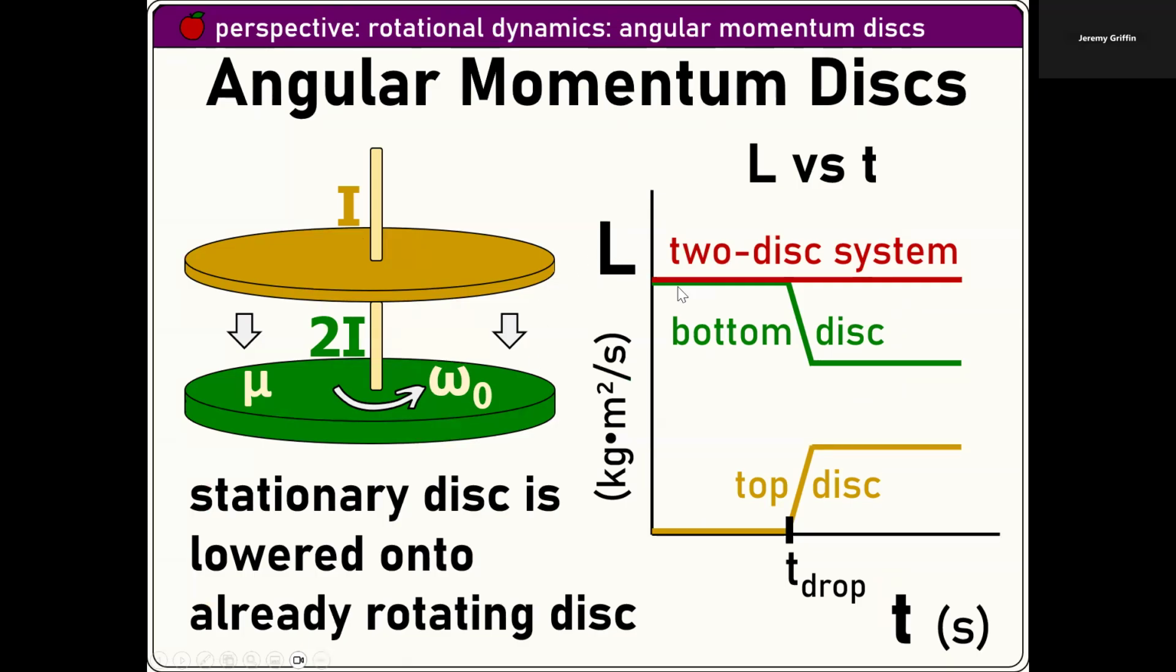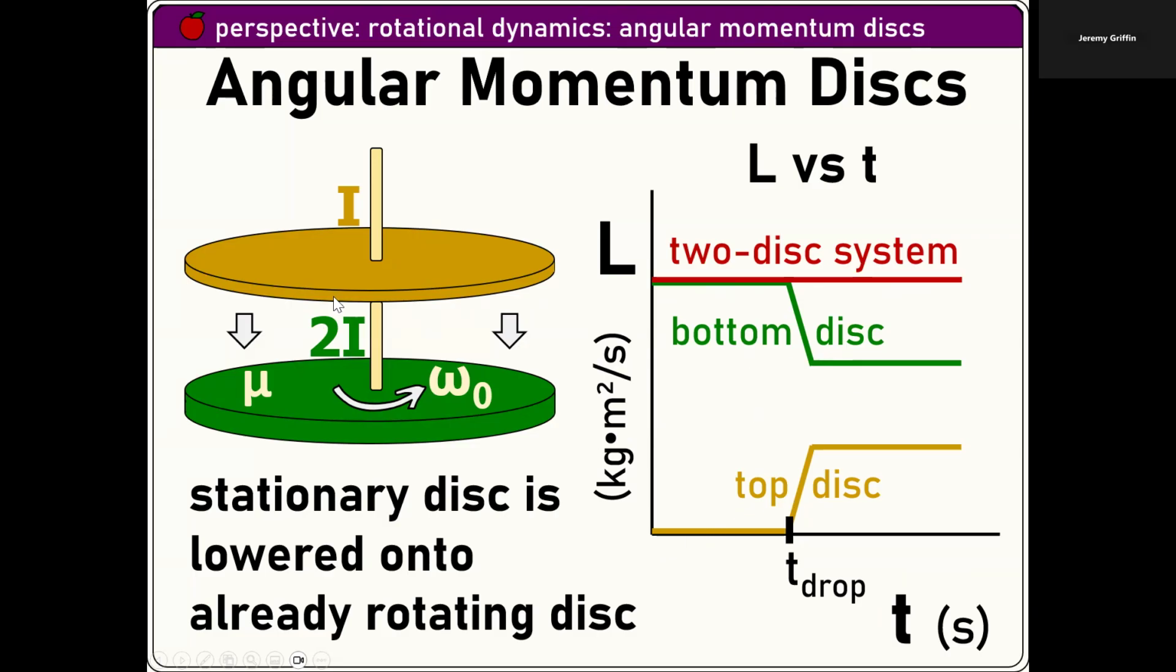The principle is conservation of angular momentum. So I got a stationary disk. I'm going to lower it down onto the already rotating green disk. Now this one I made I and 2I. Maybe the green one's twice as thick or something. And the principle is that the two disk system angular momentum is conserved. You guys see that red line never changes? It's constant all the way across, before and after they stick together. It's always the same.